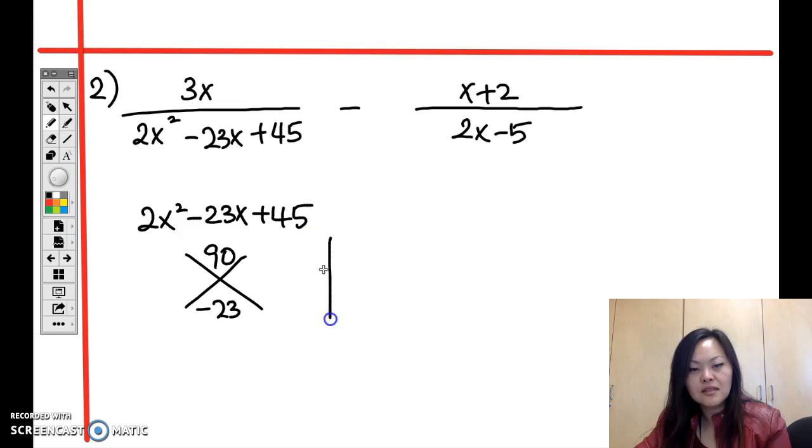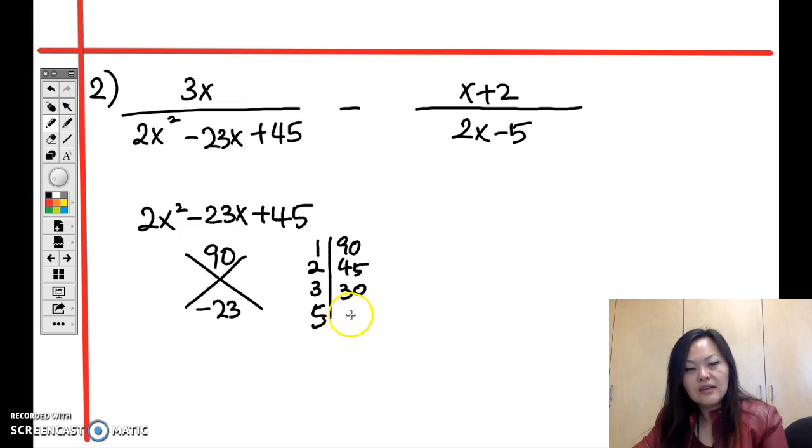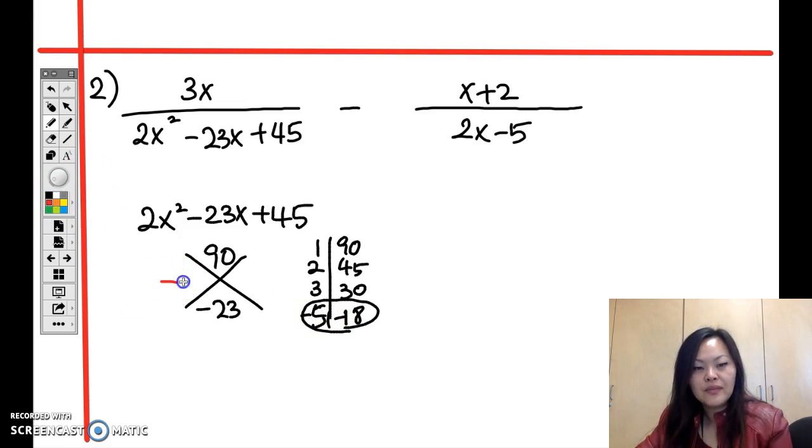Okay, so I'm just going to start with 1. 1 times 90, 2 times 45, 3 times 30, 4 times, does 4 go into 90? No, so maybe 5. 5 goes into 90, 5 times 1 is 5. 18 times. Oh, look, I think I got my answer, 5 and 18. If they're both negative, it's going to end up being negative 23. So there you go, negative 5, negative 18, right?